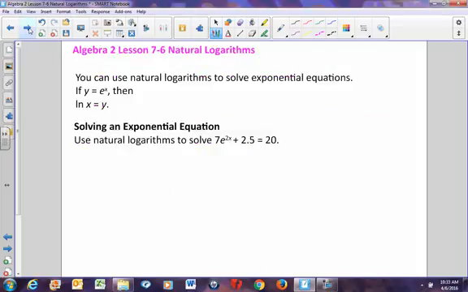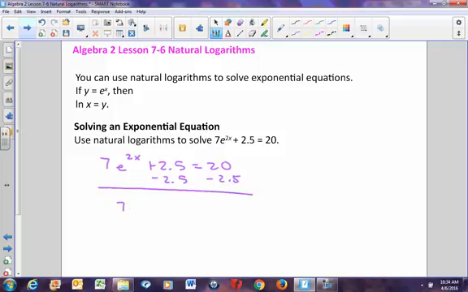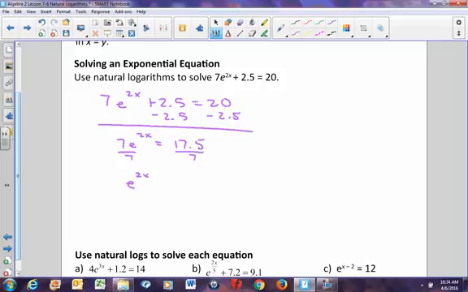Now, you can use natural logarithms to solve exponential equations as well. We were solving natural logarithm equations before. Now we have an exponential equation. So I have 7e to the 2x plus 2.5 equals 20. So the first thing I'm going to do here is subtract that 2.5. So I now have 7e to the 2x equals 17.5. So I'm going to divide both sides by 7 now. So I now have e to the 2x equals 17.5 divided by 7, which is 2.5.